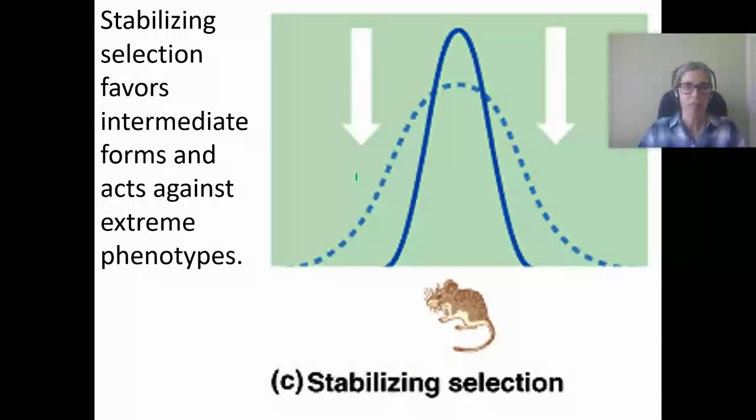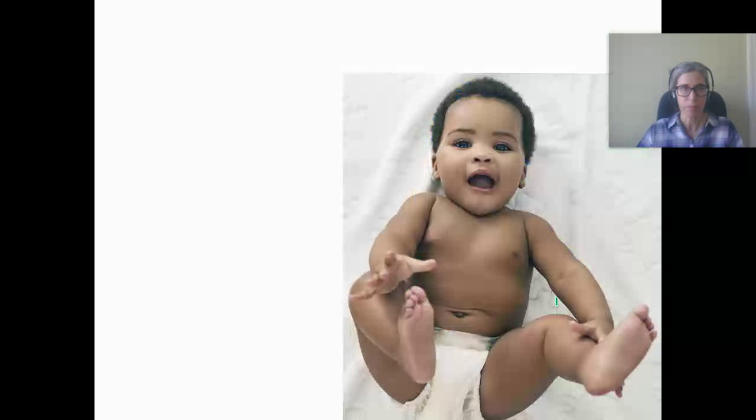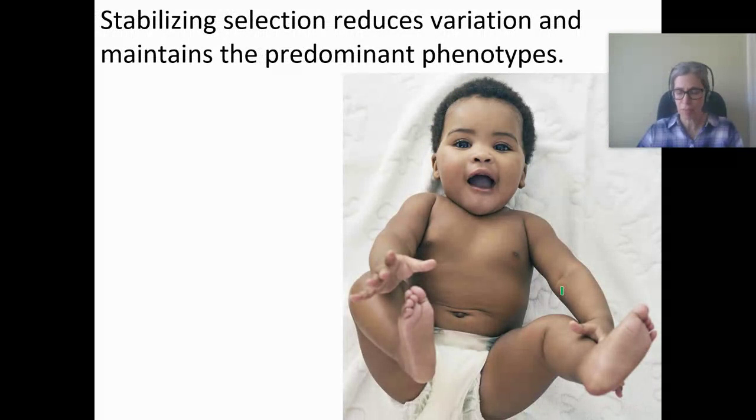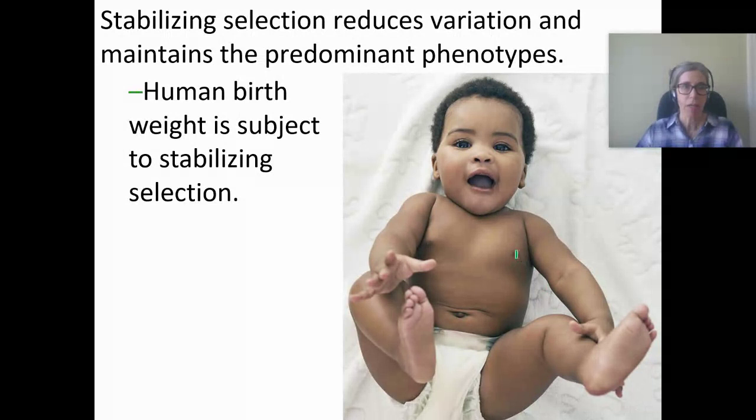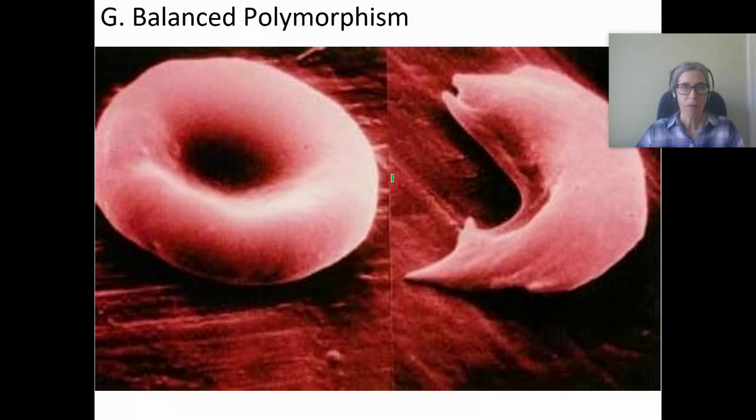Okay, stabilizing selection finally favors the intermediate, the middle guy, the guy who is already more common but now is getting even more common, and decreasing the frequency of the ones on the extreme. So an example of that, besides color, would be birth weight. So babies who are really little or really big are less likely to survive, at least before we had cesarean sections and great ICUs.